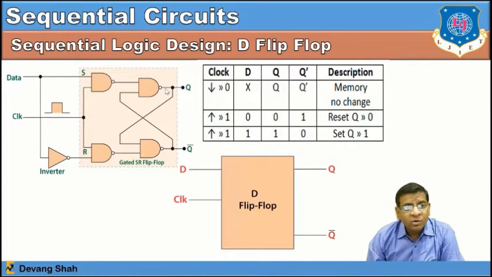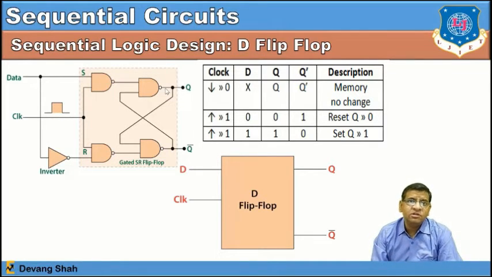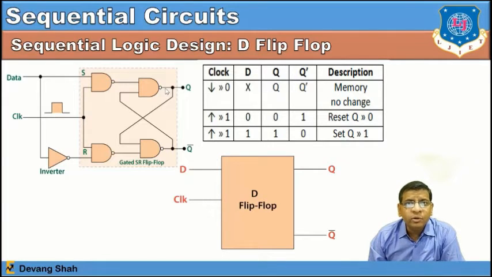In the other way around, if you take D equal to 1, S is equal to 1 and R becomes 0. So in this case, your Q becomes 1 and Q bar becomes 0. This condition is called the set condition. So using this D flip-flop, you can have only two states, either set or reset condition, right? There is no invalid condition in between. So that is the importance of the D flip-flop.